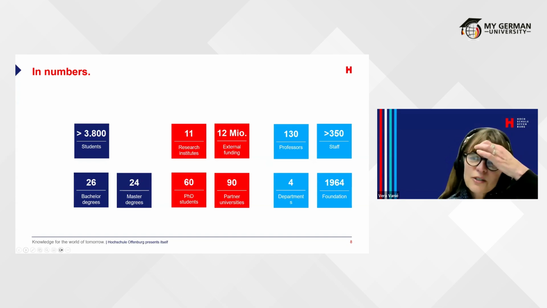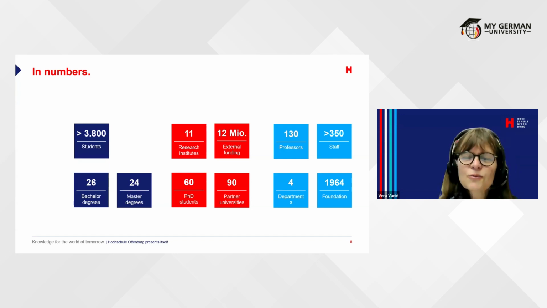Okay, some insights about our university. So we have about 3,800 students, 24 master's degrees, and six English-taught master's degrees, and one trinational, France, Switzerland, and Germany, which could be interesting for you. The international students make up 13% of our students, which is good, but could be more.